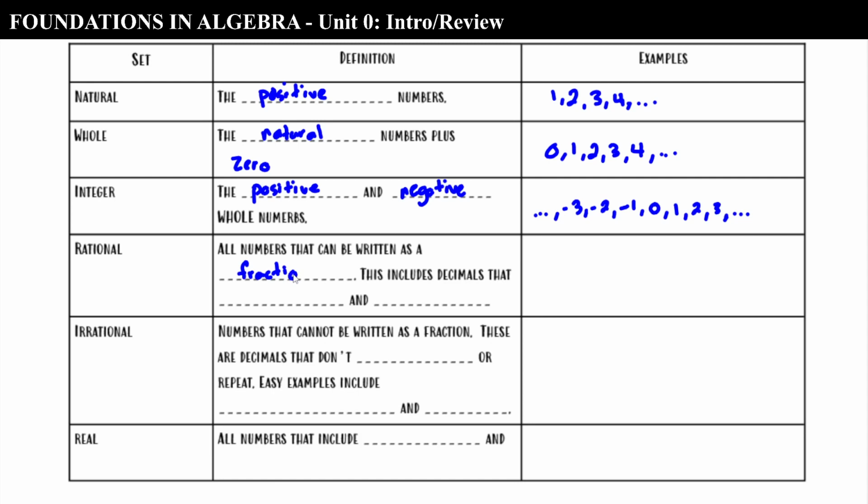If you think about the word rational, what is another way that we can call a fraction? Let's see if I can write it correctly. F-R-A-C-T-I-O-N, fraction. All numbers that can be written as a fraction. A fraction can also be called a ratio. That's where we get the word rational, because a fraction is a ratio, so fractions are rational numbers. This includes decimals that terminate. You can also say end, and numbers or decimals that repeat.